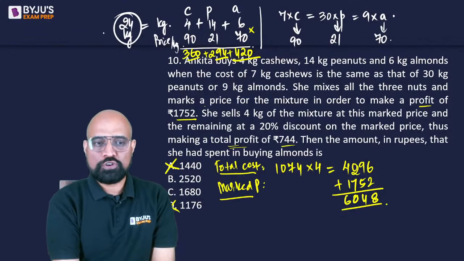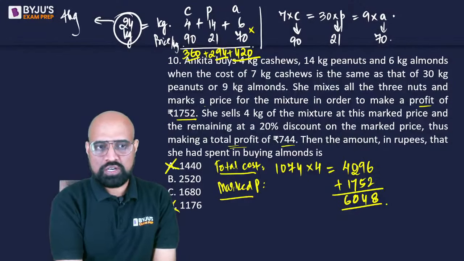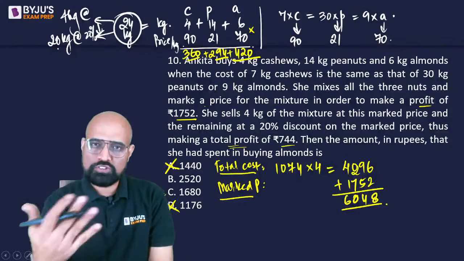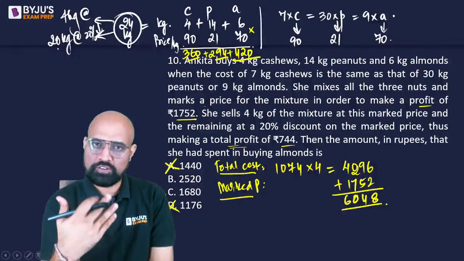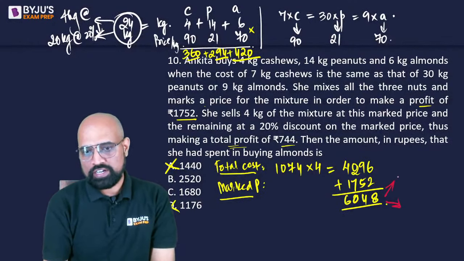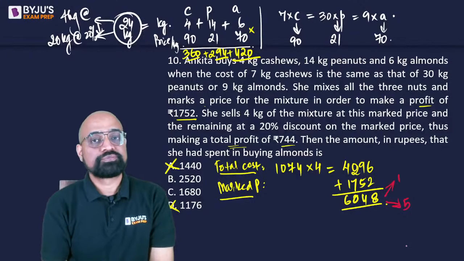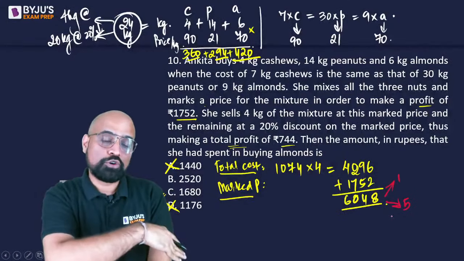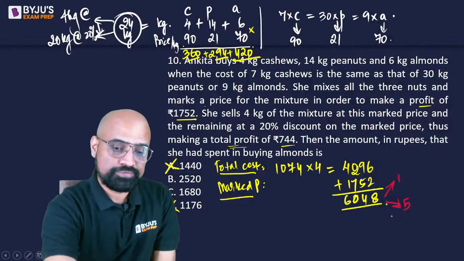Out of this 24 kg, 4 kg is sold at the mark price and the remaining 20 kg is sold at 20% discount. So in what ratio are the volumes sold? 4 is to 20, which is 1 is to 5. So that is what we are going to do. We are going to divide it in the ratio 1 is to 5. The mark price will stay the same, and the 5 part we will reduce by 20%.